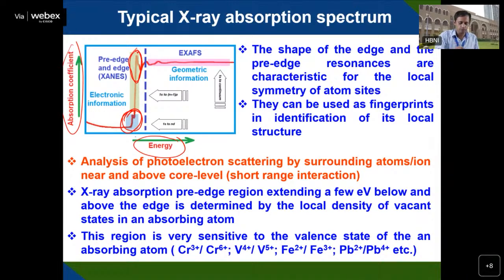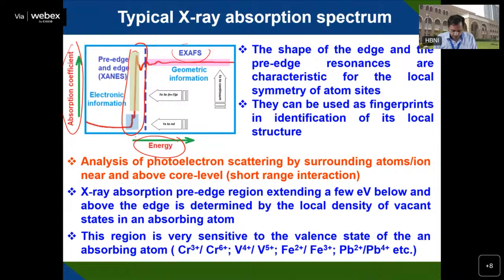So this will give you mostly electronic information of the material, like oxidation state and coordination number. Those are the pieces of information you will be able to get from this particular zone. Beyond that, the geometric information you'll be able to get, whether it's tetrahedrally coordinated or octahedrally coordinated. Those you'll get from extended X-ray absorption fine structure spectroscopy. So mainly they can use it as a fingerprint for identification of local structure.